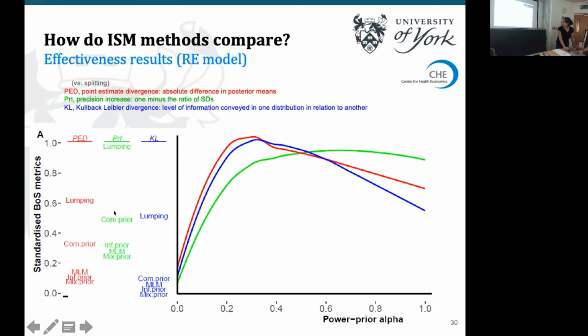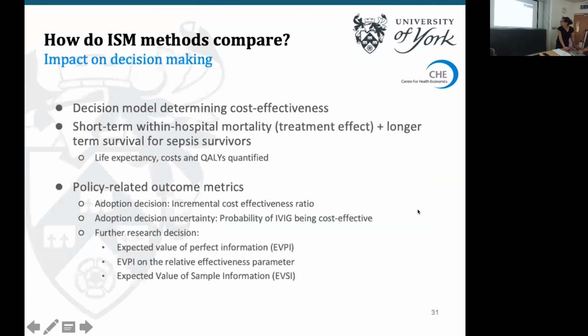point estimate divergence, and for the Kullback-Leibler divergence, and here for the precision increase, and that the power prior goes beyond that for alphas of 0.2 to 0.5. And then it converges onto lumping at alphas close to 1. So there's a bit of an expected behavior there with the random effects model.